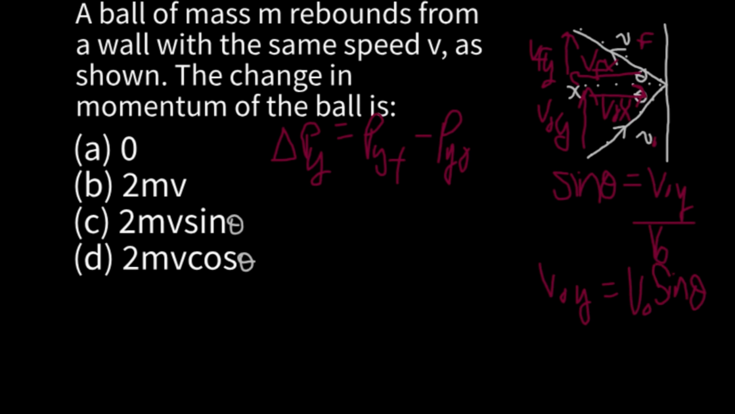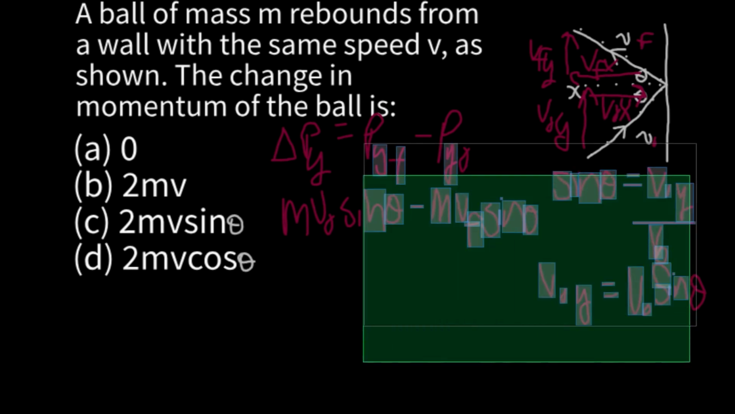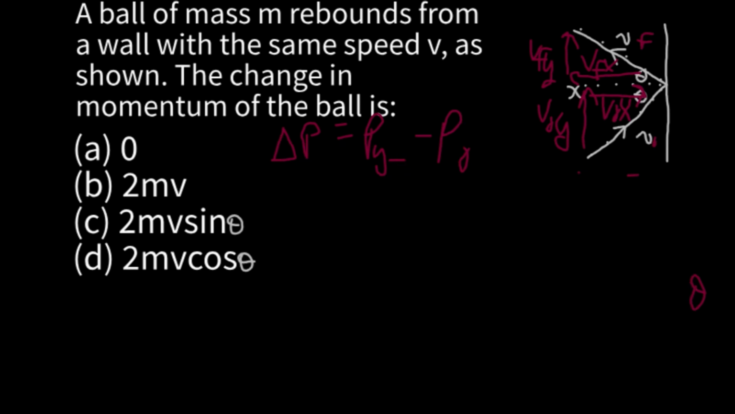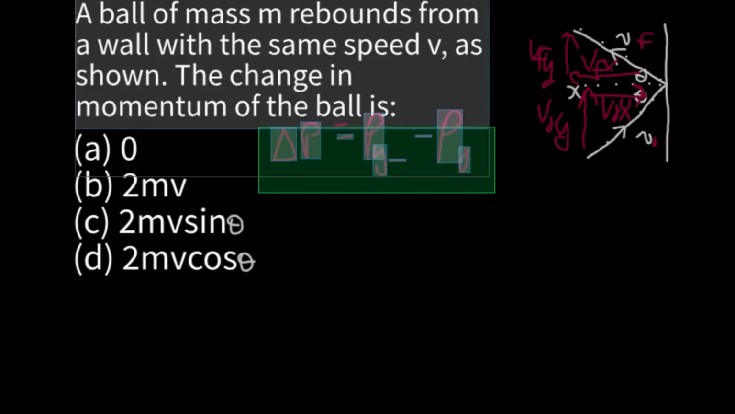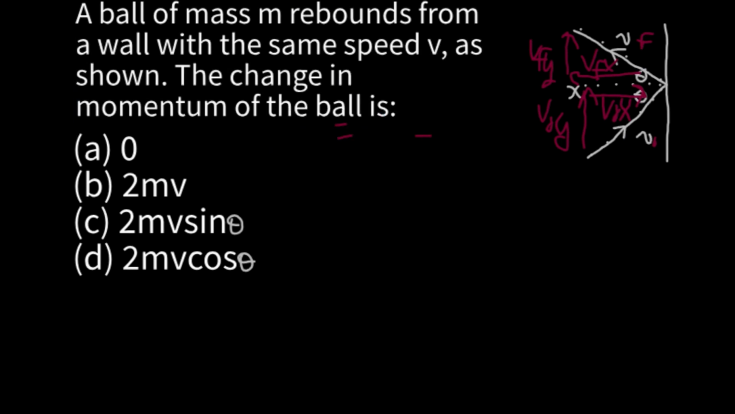So we can say we've got mv naught sine theta minus mv final sine of theta. However, these v's are the same. Our change in momentum in the y direction is just 0. So that means all of our change in momentum comes from the x direction, and hopefully you were able to see that. The direction of our vertical velocity arrows never changed, however, our arrows did flip in the horizontal direction.